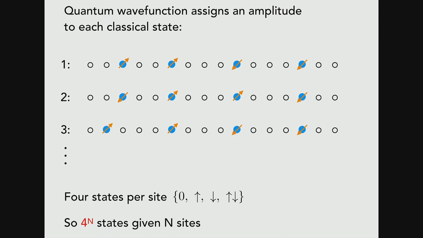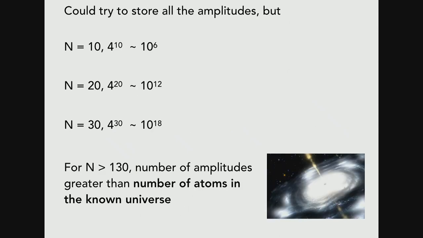So really every site can have four states. It could be empty, up, down, or doubly occupied. So we'd have 4 to the n states given n sites that we could have, if I'm thinking in a grand canonical ensemble sense here. So we could try to actually naively store this wave function, but as you know, that wouldn't work.